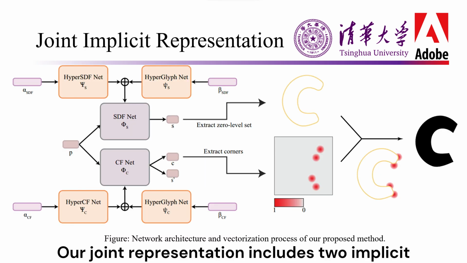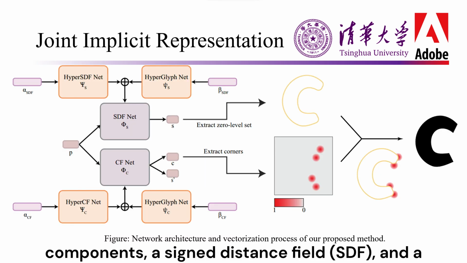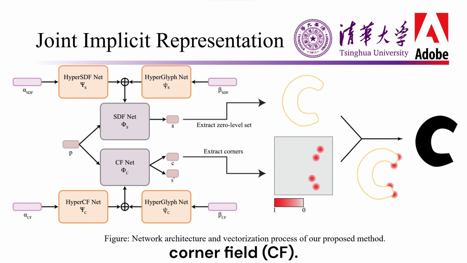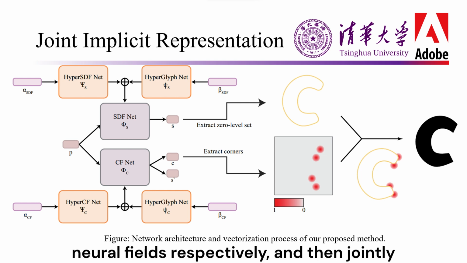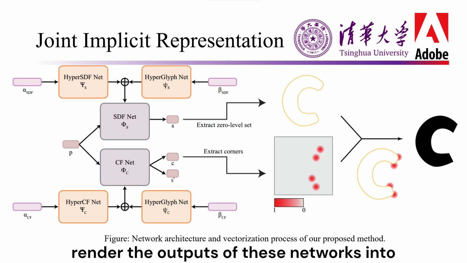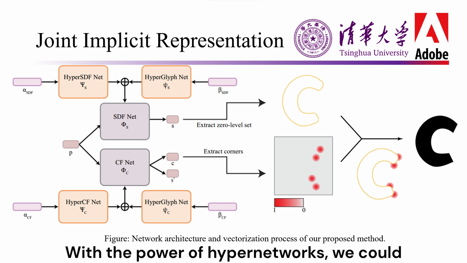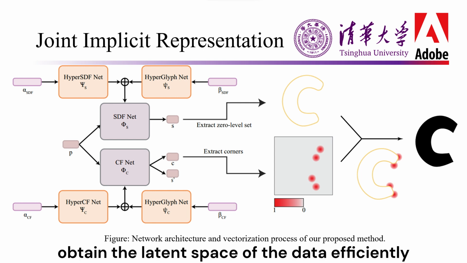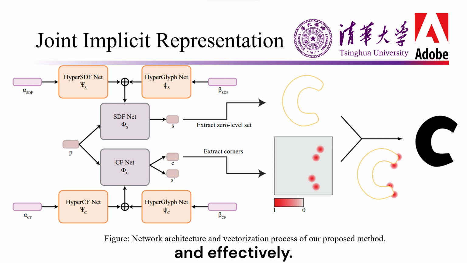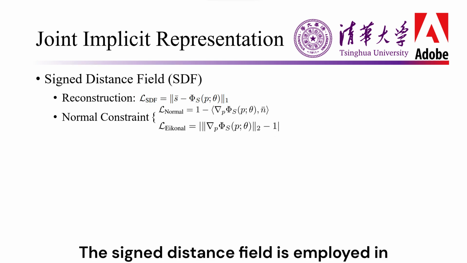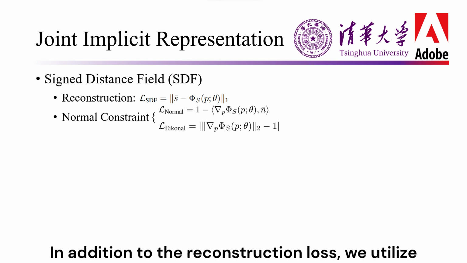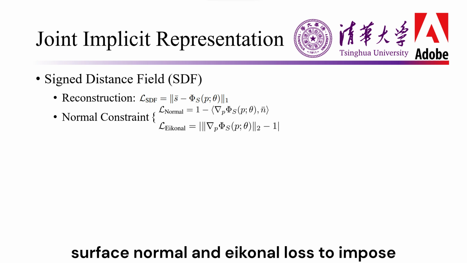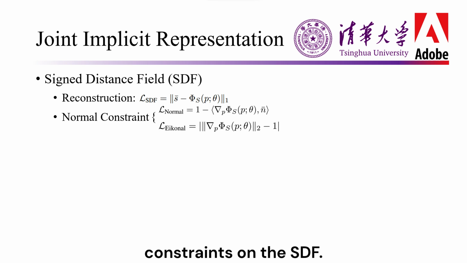Our joint representation includes two implicit components, a signed distance field, SDF, and a corner field, CF. We train two networks to represent these neural fields respectively, and then jointly render the outputs of these networks into vector shapes. With the power of hypernetworks, we can obtain the latent space of the data efficiently and effectively. The signed distance field is employed in our representation to depict the overall shape. In addition to the reconstruction loss, we utilize surface normal and eikonal loss to impose constraints on the SDF.